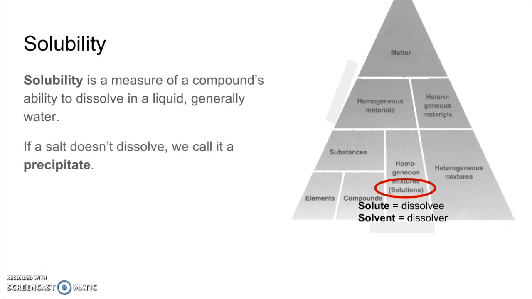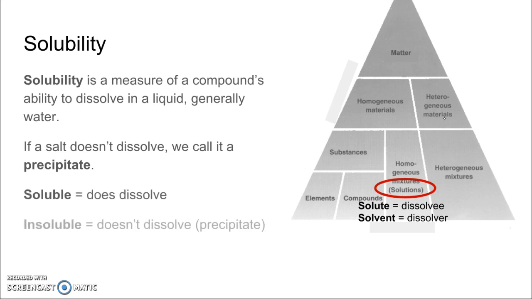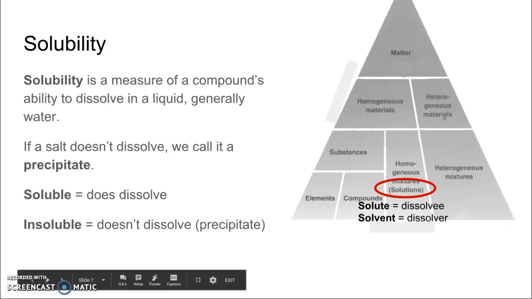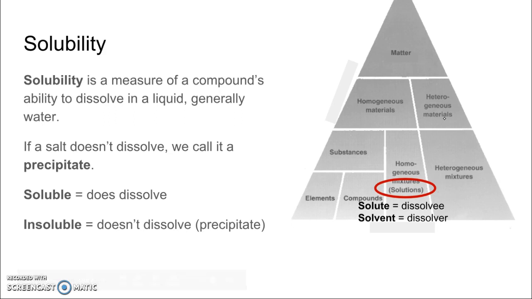If something dissolves in a liquid, it's soluble. But if it doesn't dissolve in the liquid, sometimes you want to talk about whatever solid didn't dissolve, and it's actually called a precipitate. So write down precipitate. It's when something doesn't dissolve, it just sits in there, and we want to talk about it. Now there's two other words, and these are going to be helpful for your homework assignment. Soluble means that it does dissolve, and insoluble means it doesn't dissolve, meaning that a precipitate has formed.